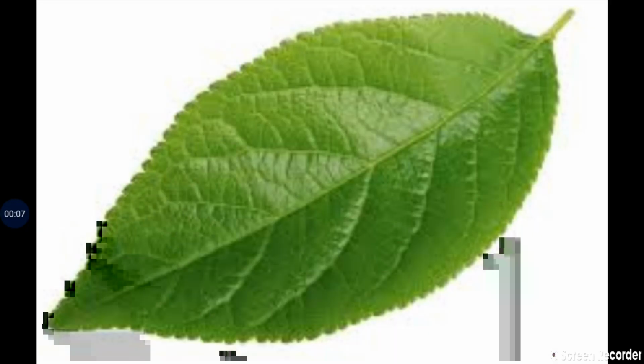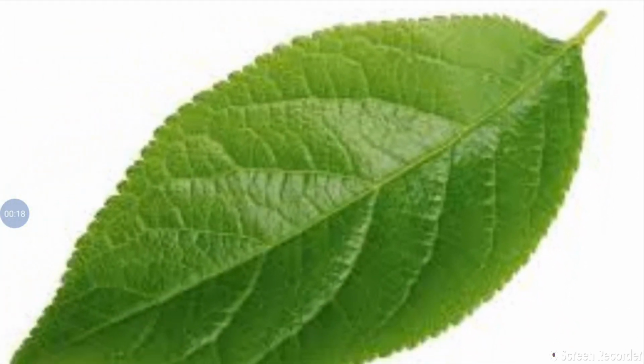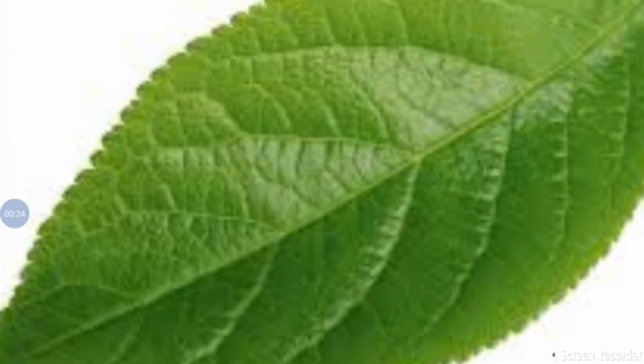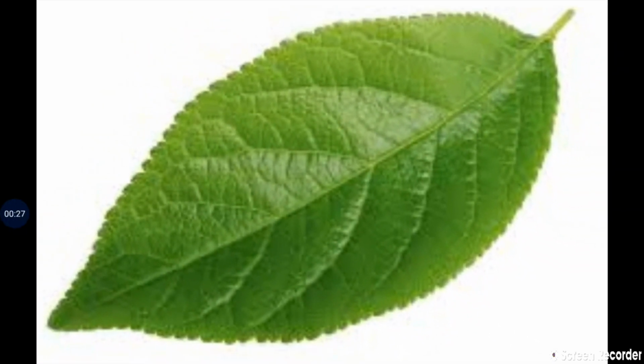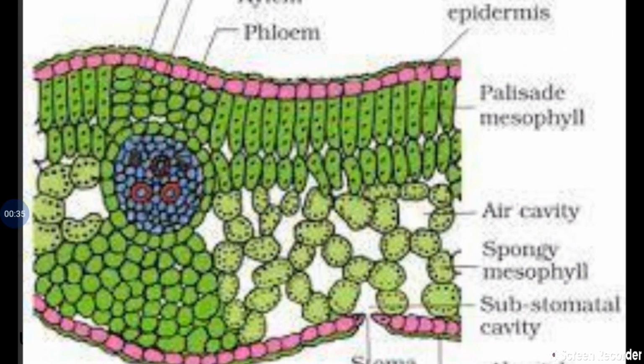A leaf consists of mainly three parts. Where the leaf is attached to the stem is called the leaf base, and a small stalk is called the petiole, and the expanded portion of the leaf is called the lamina or leaf blade. If we follow the TS of the lamina, the transverse section, we will find these structures under the microscope.